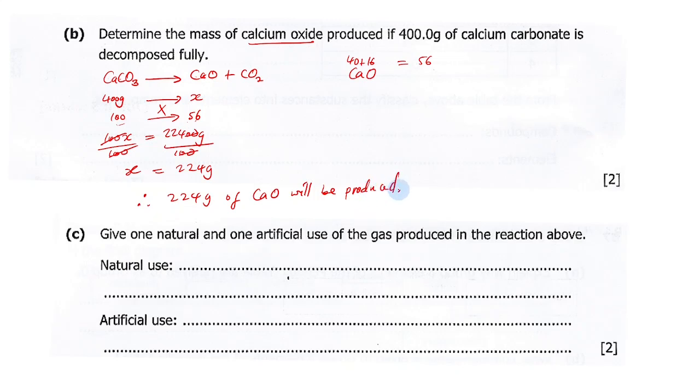Okay, that's all. Then here you come to see, give one natural and one artificial use of the gas produced in the reaction above. So here, give one natural and one artificial use of the gas produced in the reaction above. So natural use of the gas, this is the gas here, carbon dioxide, it is used in photosynthesis.